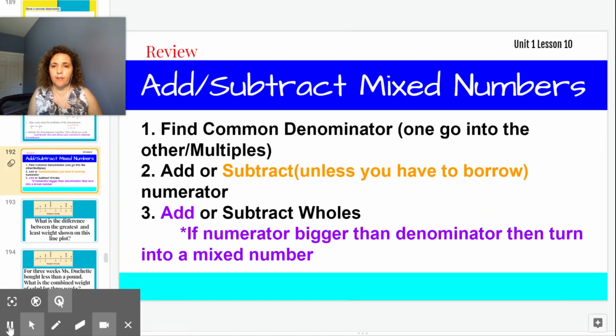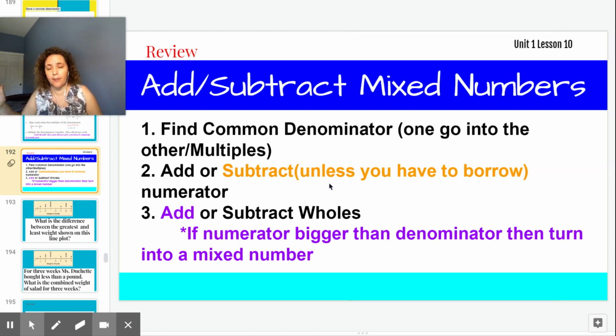Okay, so again, we've already just reviewed number one in the previous slide. And remember, you first add or subtract the numerators, unless you're subtracting and you have to borrow from the whole. Then you would add or subtract your wholes, right? But remember, if the numerator is bigger than the denominator in your fraction, then you have to turn that into a mixed number, and that's going to be added on to your whole.